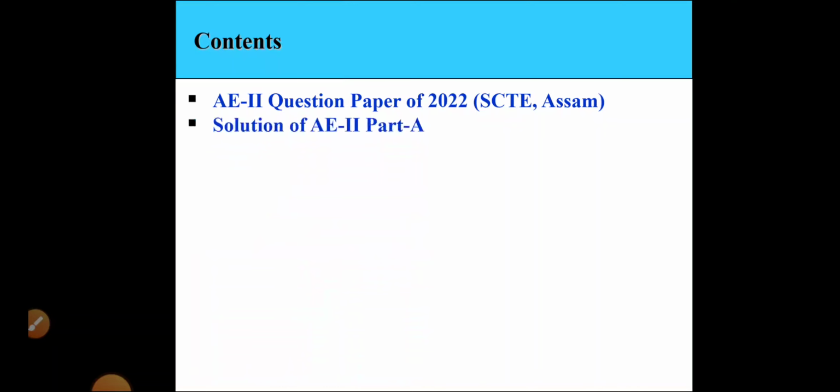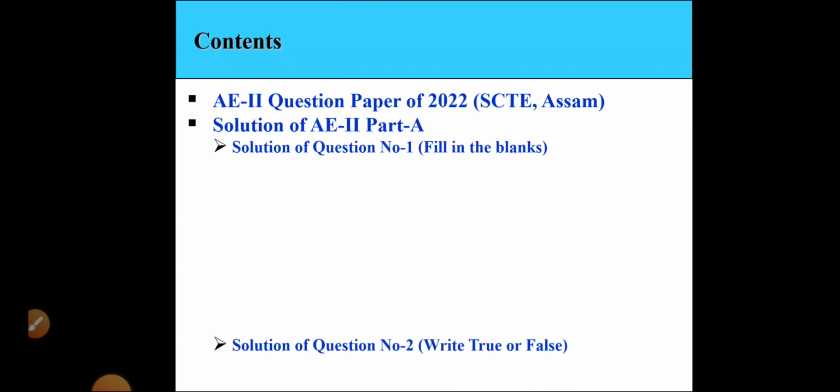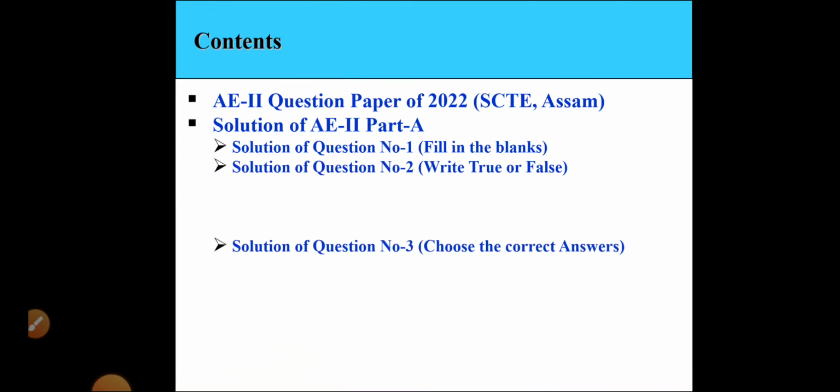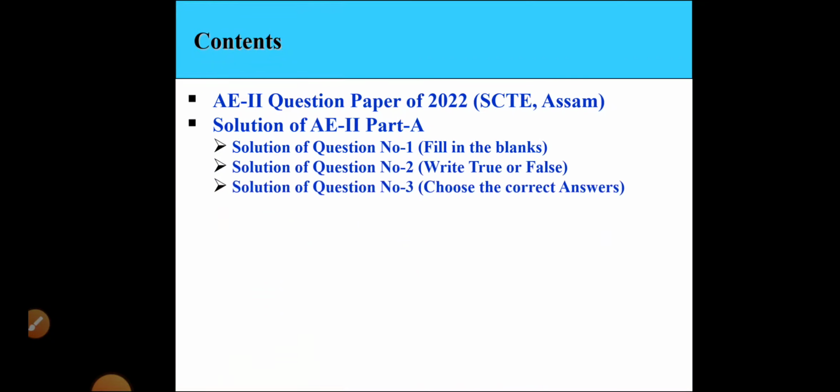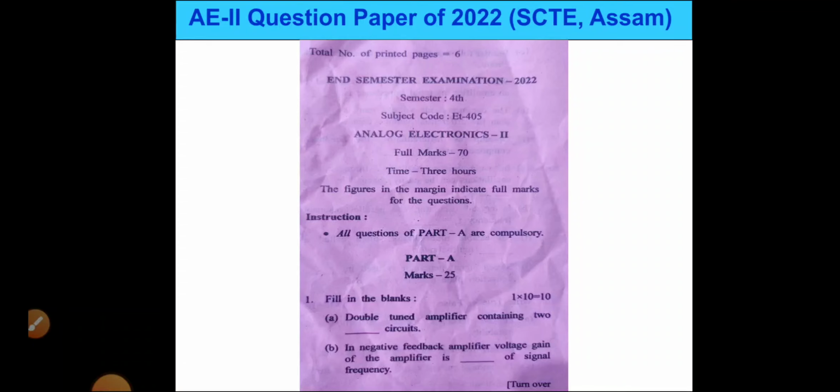First part, solution of AE2 part A: solution of question number 1, question number 2, question number 3, choose the correct answer. So this is the semester examination 2022 question paper, semester 4, subject code ET405, Analog Electronics 2. Total marks is 100, total duration is 3 hours, and there are two parts, part A and part B. Part A is 25 marks.